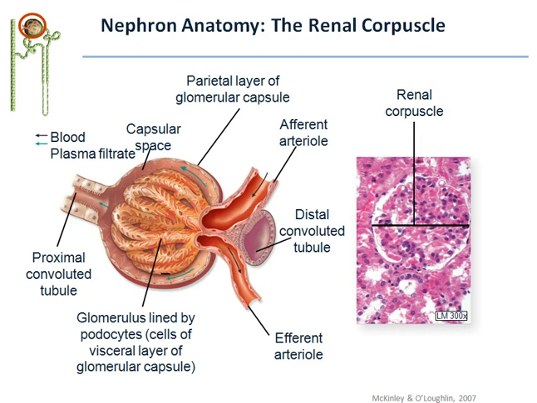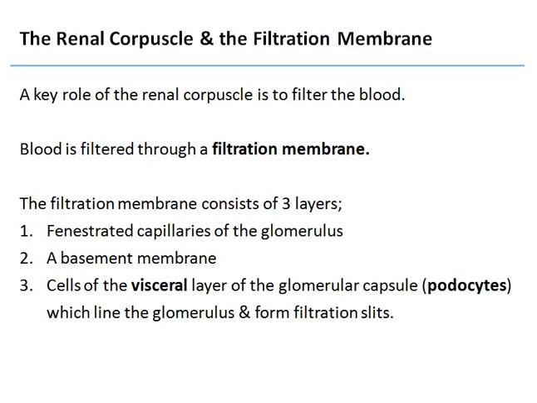What we'll now consider is how filtration of the blood occurs in the renal corpuscle. Inside the renal corpuscle we have set up a filtration membrane through which the blood is filtered. This membrane consists of three main layers. Firstly, we have cells of the capillaries of the glomerulus. These are termed fenestrated capillaries because they have holes in them, and the holes allow materials that are small in size, small in molecular weight, to exit the blood.